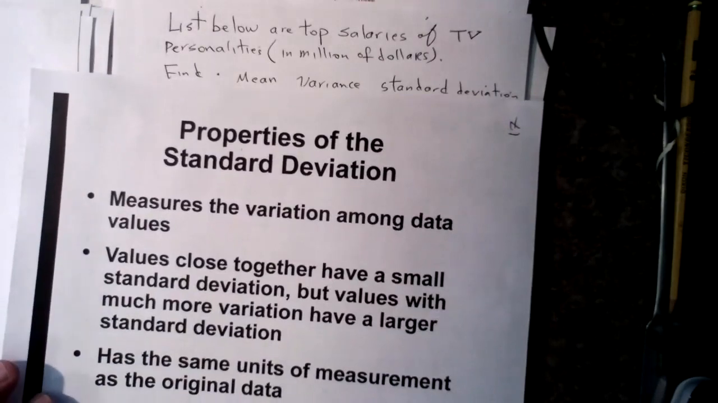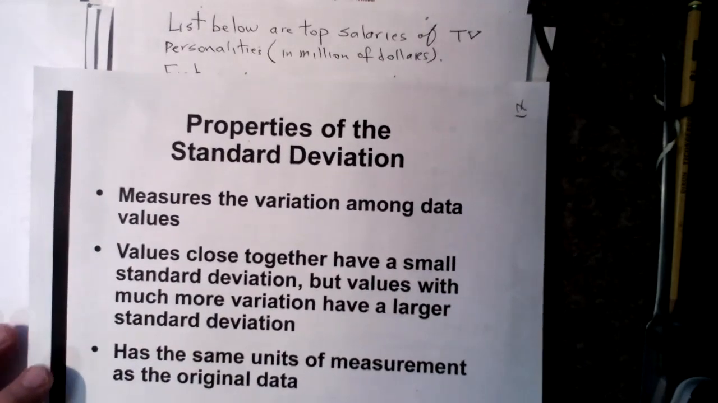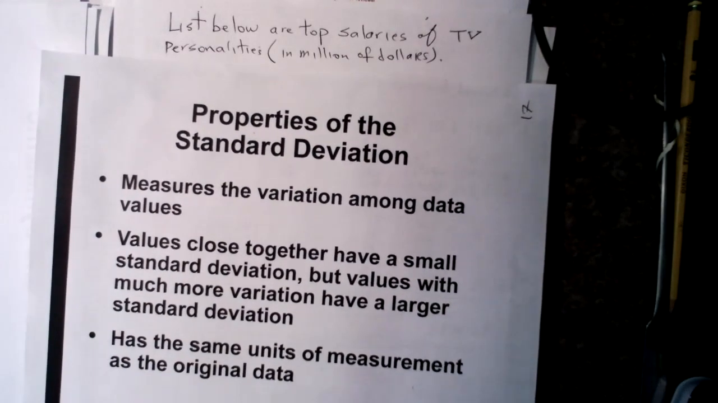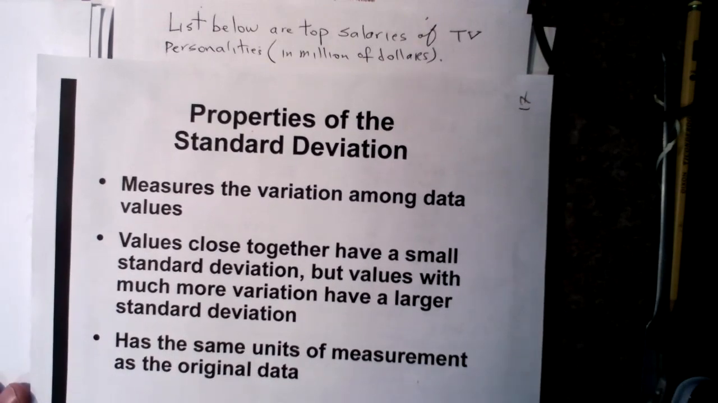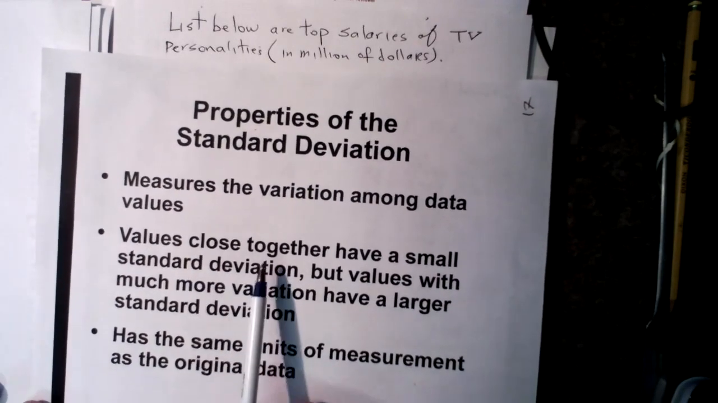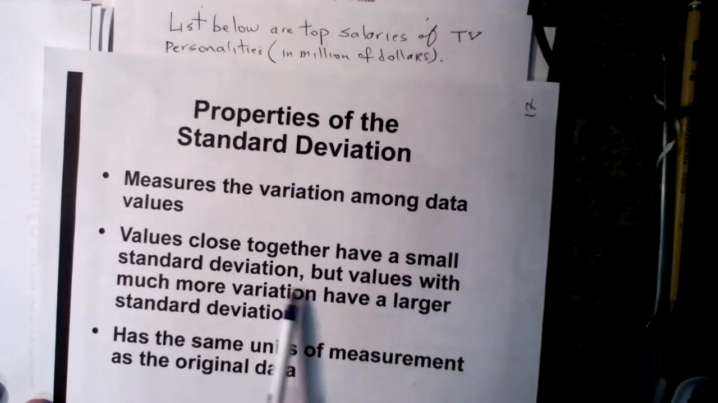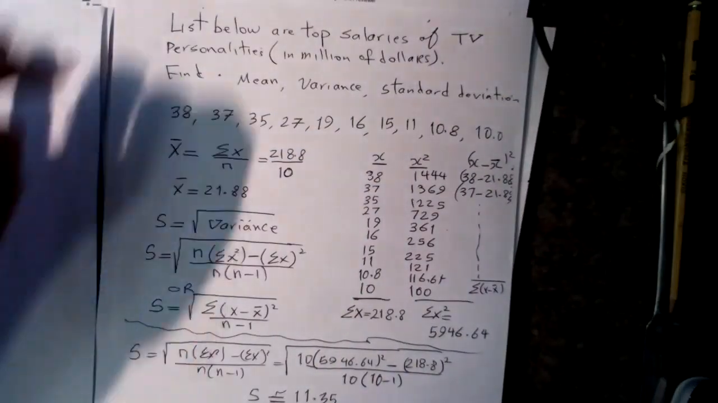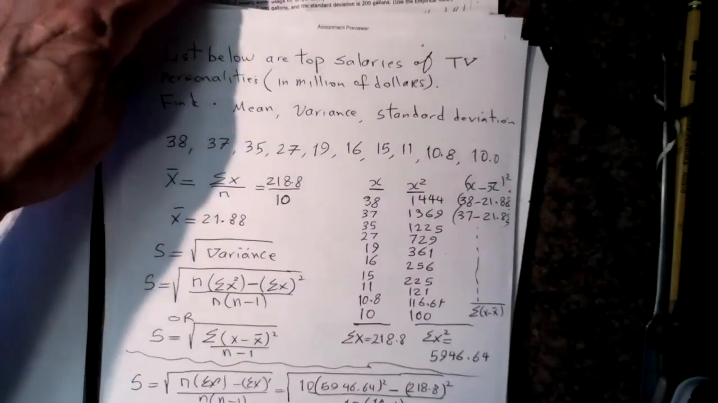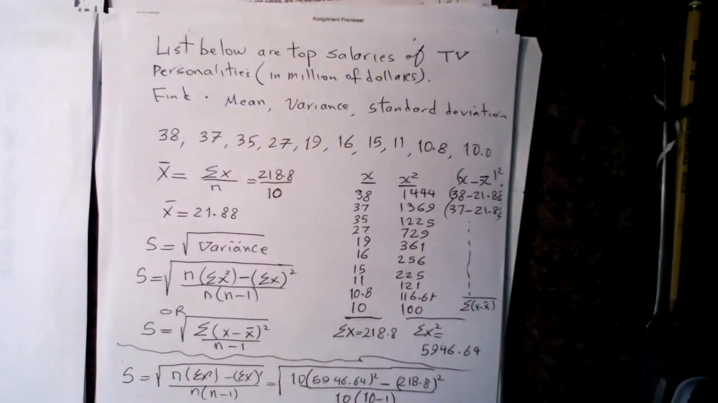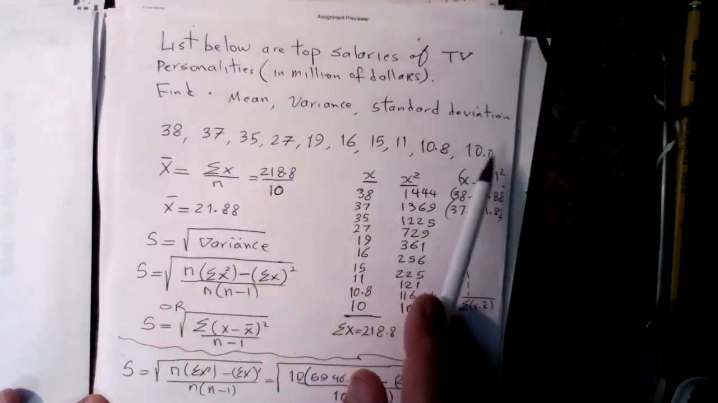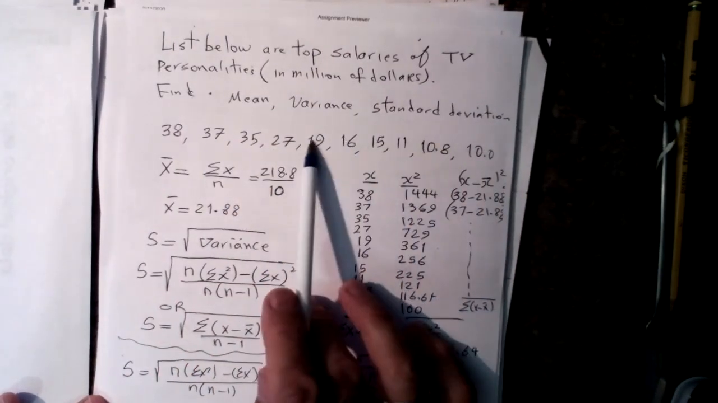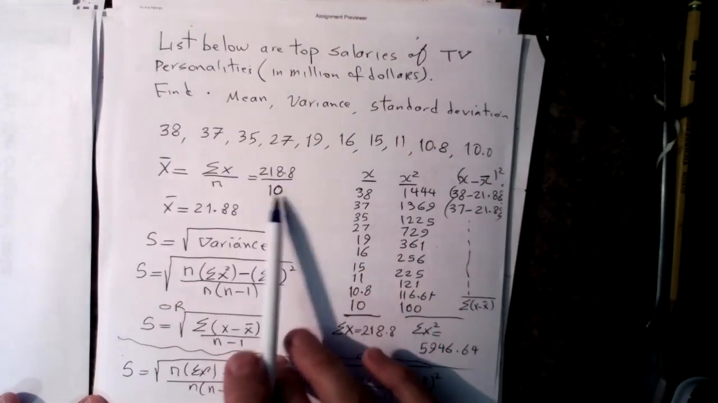Next, we want to talk about standard deviation. A standard deviation measures deviation from the mean. Values close together have a small standard deviation, but values with much more variation have a larger standard deviation. I want to show you how we calculate the mean and the standard deviation. Look at this example. These numbers are given. We have 1, 2, 3, 4, 5, 6, 7, 8, 9, 10 numbers.